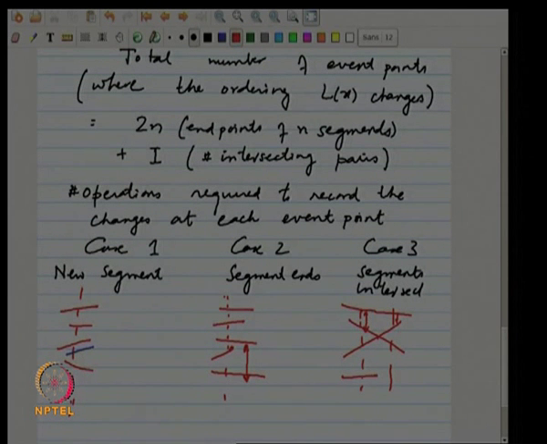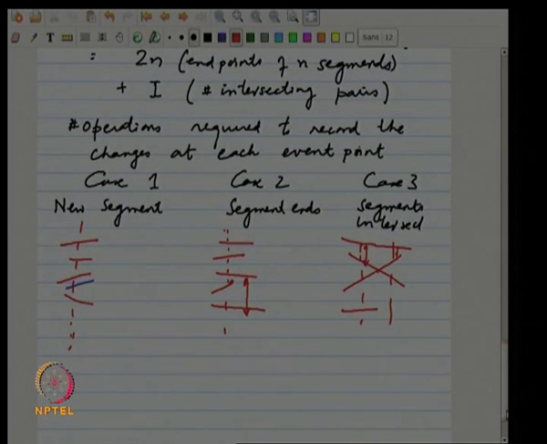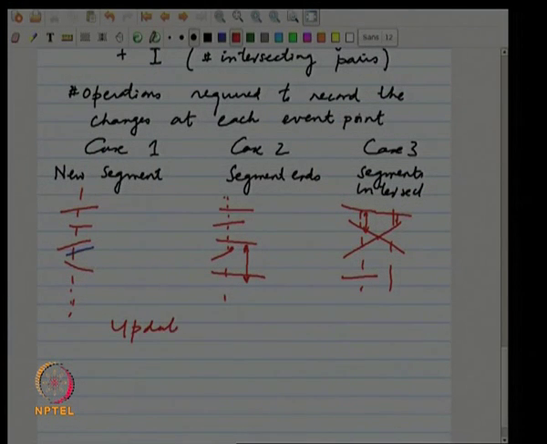So, only some constant number of adjacency information is changing at any event point. Since there is a constant number of adjacencies changing, there is not a whole lot of work we need to do to update this information. But whatever it is, we have to do some updates. So, what are the updates that are happening? There are updates at any event point.